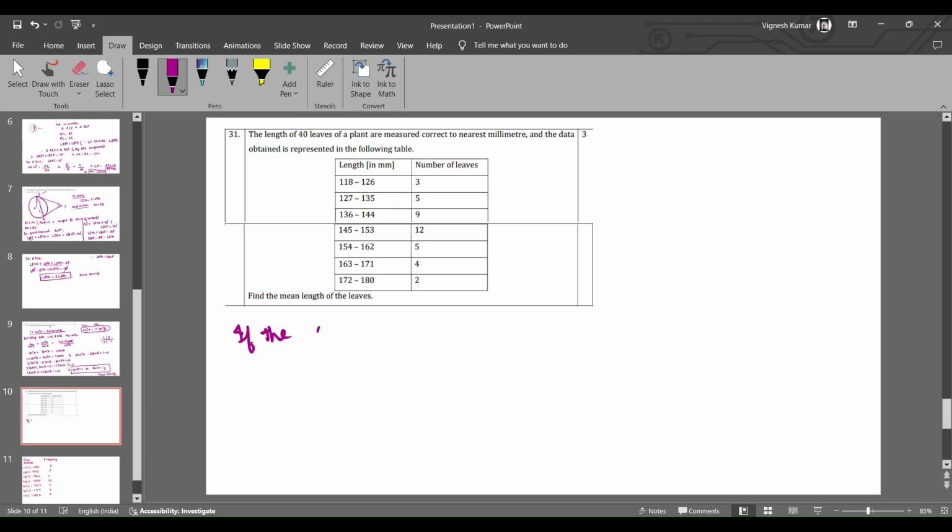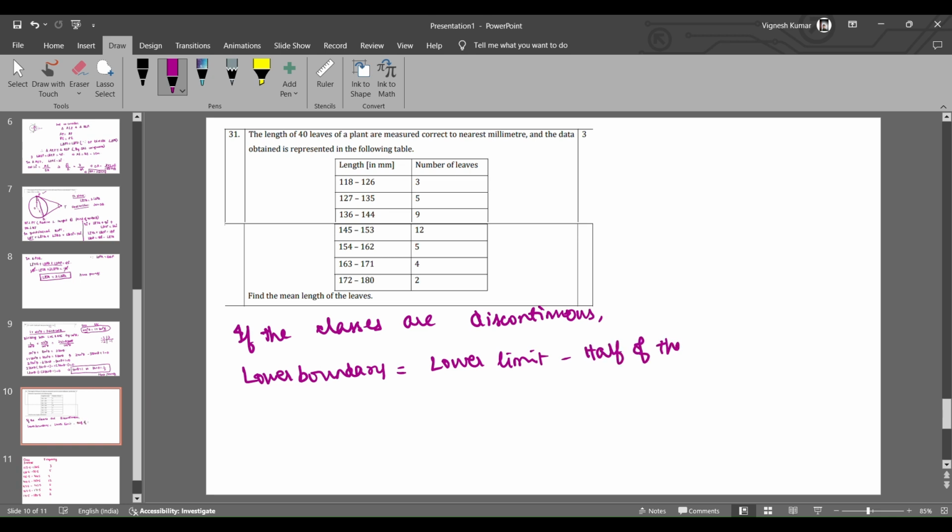If the classes are discontinuous, we have to change the upper boundary and the lower boundary. The lower boundary will become lower limit minus half of the gap, and the upper boundary will become upper limit plus half of the gap. Let me explain it clearly to you.